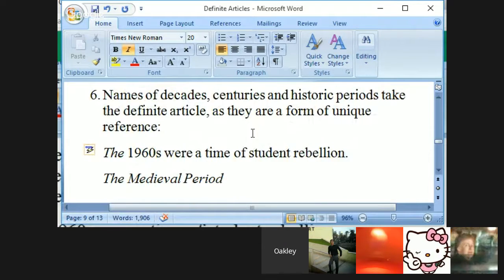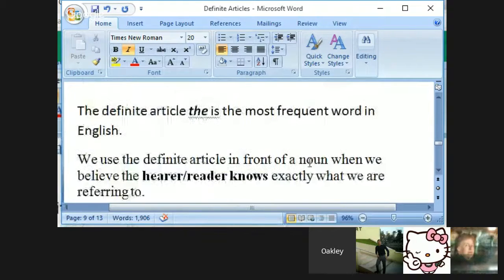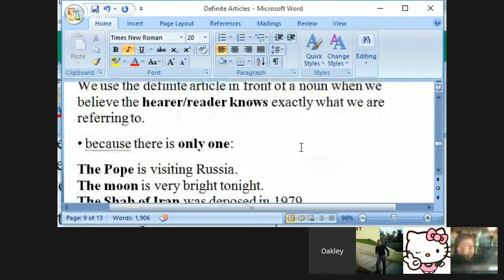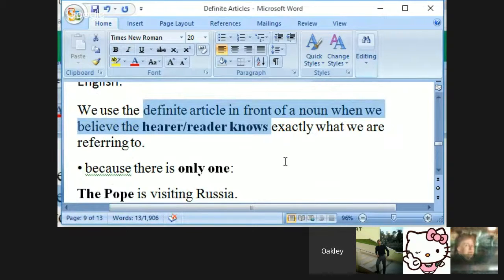Obviously, for one year, "1969 was a great year," I don't need an article. I know it's a year. It's 365 days. It's a period of time, but okay, only for basically eras, ages, things of that nature. Again, we use the definite article in front of a noun when we believe the hearer or reader knows exactly what we're referring to.